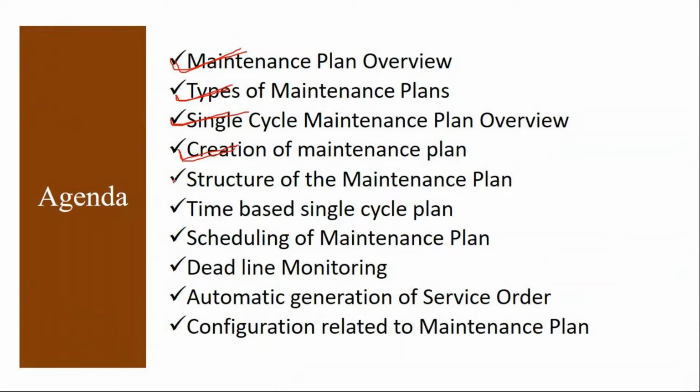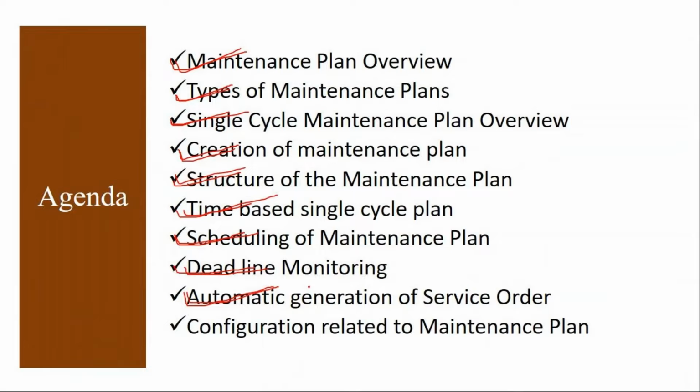And followed by that, we will understand the structure of the maintenance plan, header and item data. Basically, we will be creating a time-based single cycle plan. We will create that. Then we will schedule it. We'll schedule the maintenance plan. And then we will go for deadline monitoring. And then using deadline monitoring, we will generate the service order automatically for the planned service.